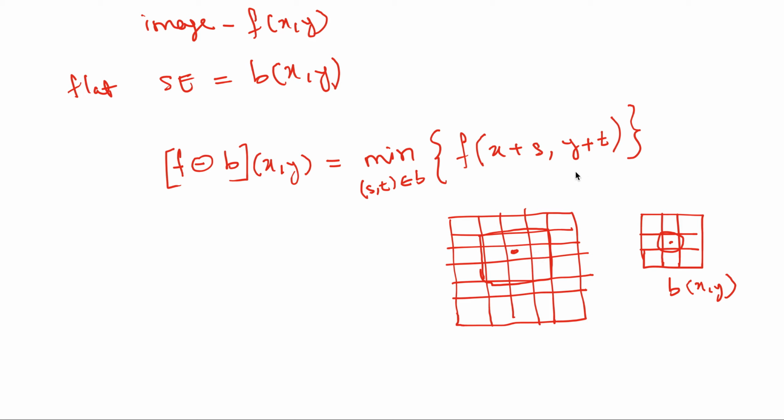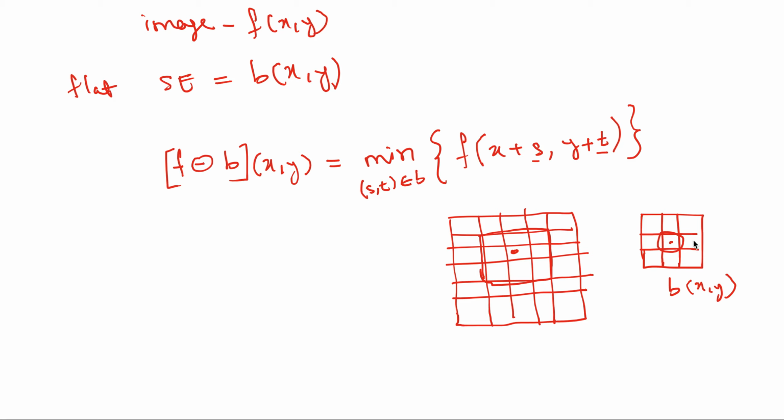If you want to make sense of this equation, you have to take the center of this structuring element as having coordinate 0 0, and this will be 0 1, this will be 0 minus 1, and so on. When you take the center with coordinate 0 0, the value of s will be 0 and t will be 0, so that refers to this particular pixel, that is f of x y.